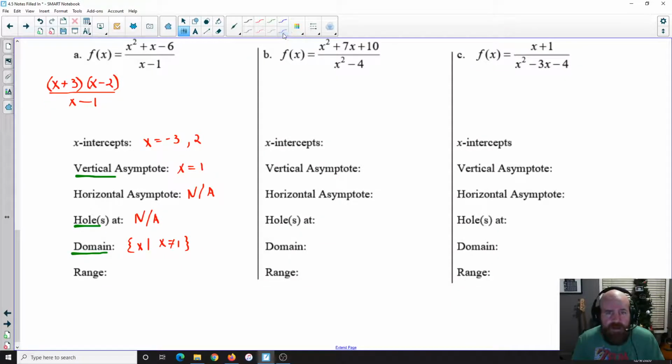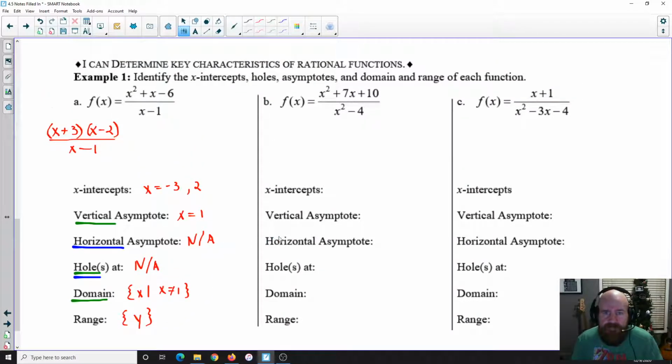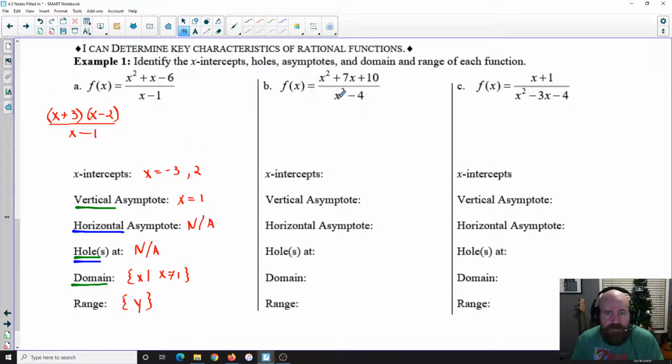And now the range deals with horizontal asymptotes and holes. There's no horizontal asymptote, there's no hole. So what we can say for the range is that it's just all y values, or all real numbers for y. And that's that. So let's move on to the next one.